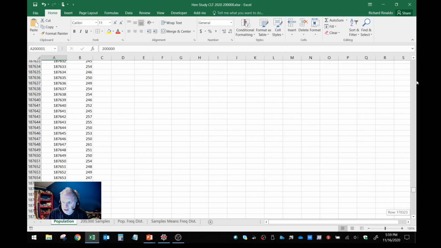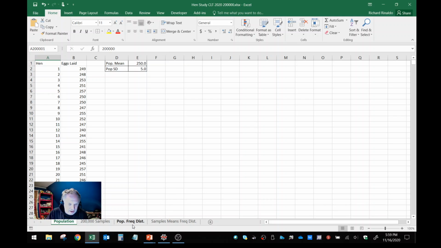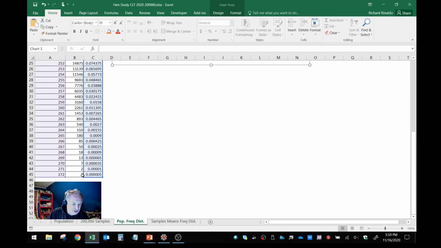Then I calculated the frequency distribution for those 200,000 hens, and this is what the frequency distribution looks like for the number of eggs laid. So one hen out of the 200,000 laid 229 eggs, even though the population mean is 250 and the standard deviation is 5. All the way up to, I had one super layer. She laid 272 eggs out of 200,000 hens. There was only one hen that did that.